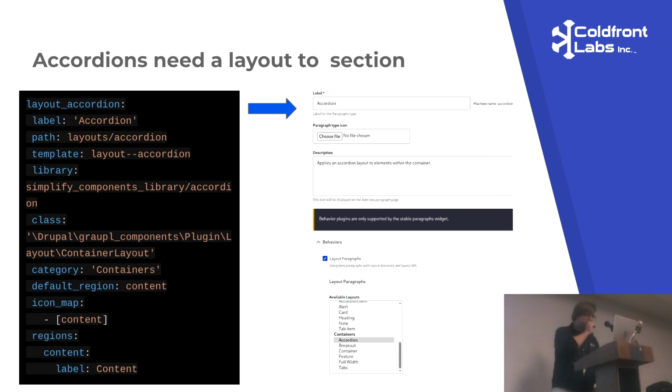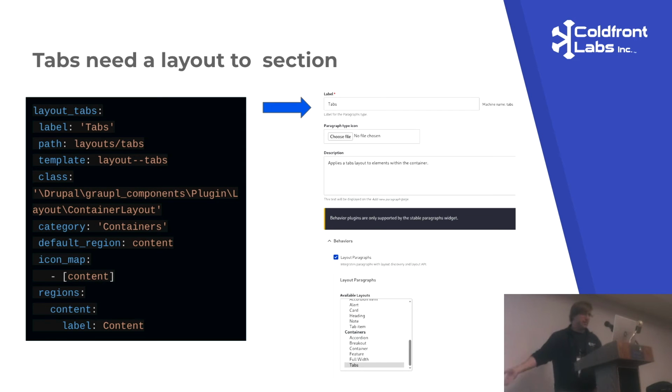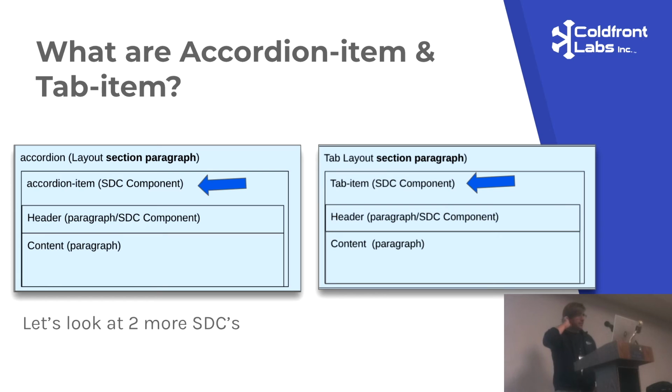And then the same thing for tabs. Tabs are pretty close to the same. We're going to use these components because our client wants to use accordions or tabs, but we don't want to redefine all the headings of everything. And we want to be able to have everything placed together.